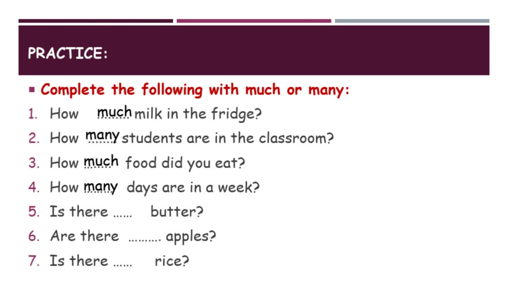Number 5, is there butter? Butter is an uncountable noun. Is there much butter? Very good. Number 6, are there apples? So apples here is a countable noun. We can say, are there many apples? Number 7, is there rice? Is there much rice? Because rice is an uncountable noun.